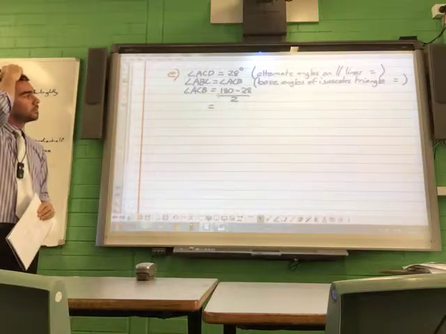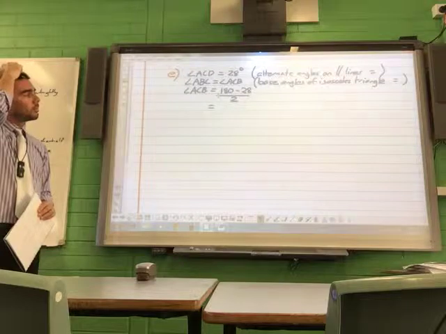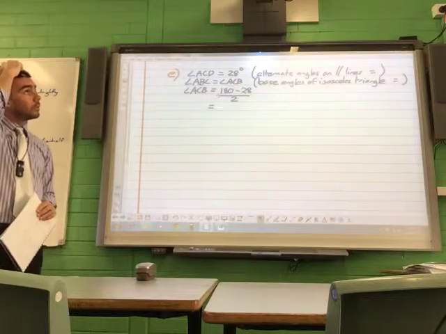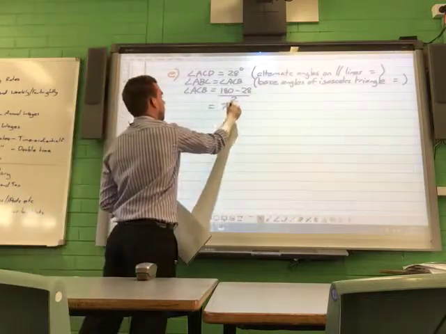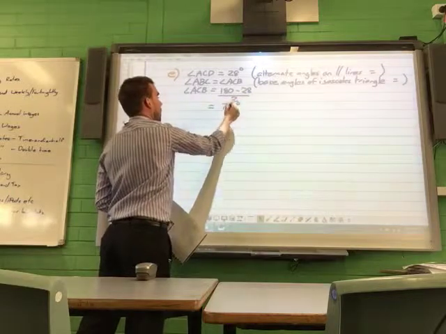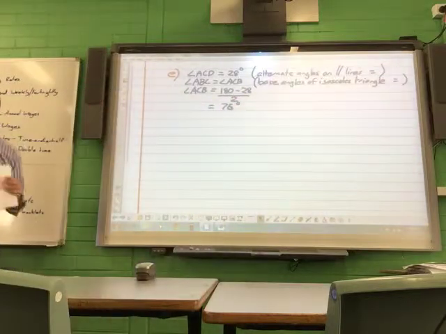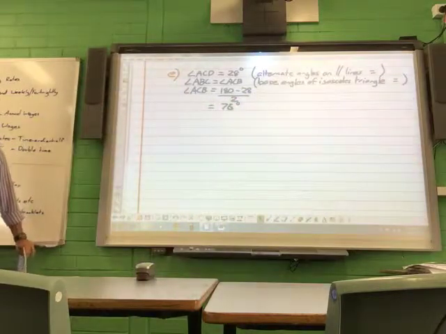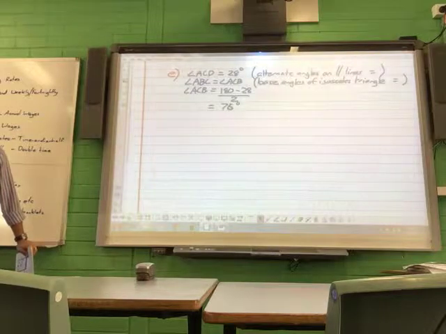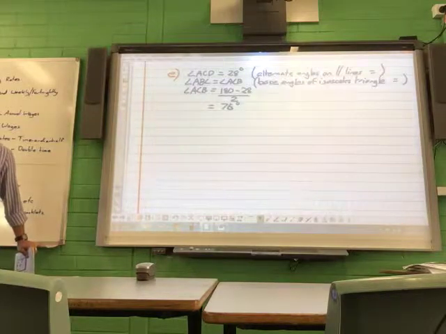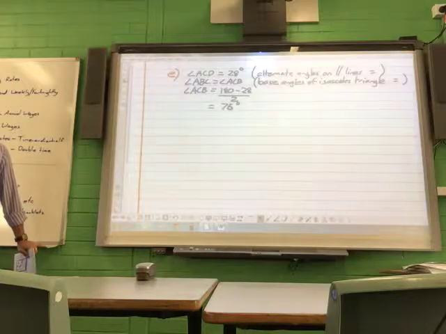152, divided by 2, 76. What I've done is I've taken the known angle away from the triangle sum of 180, and then I'll divide that by 2 because we know that the base angles are equal, and so we get 76 degrees as the base angle.